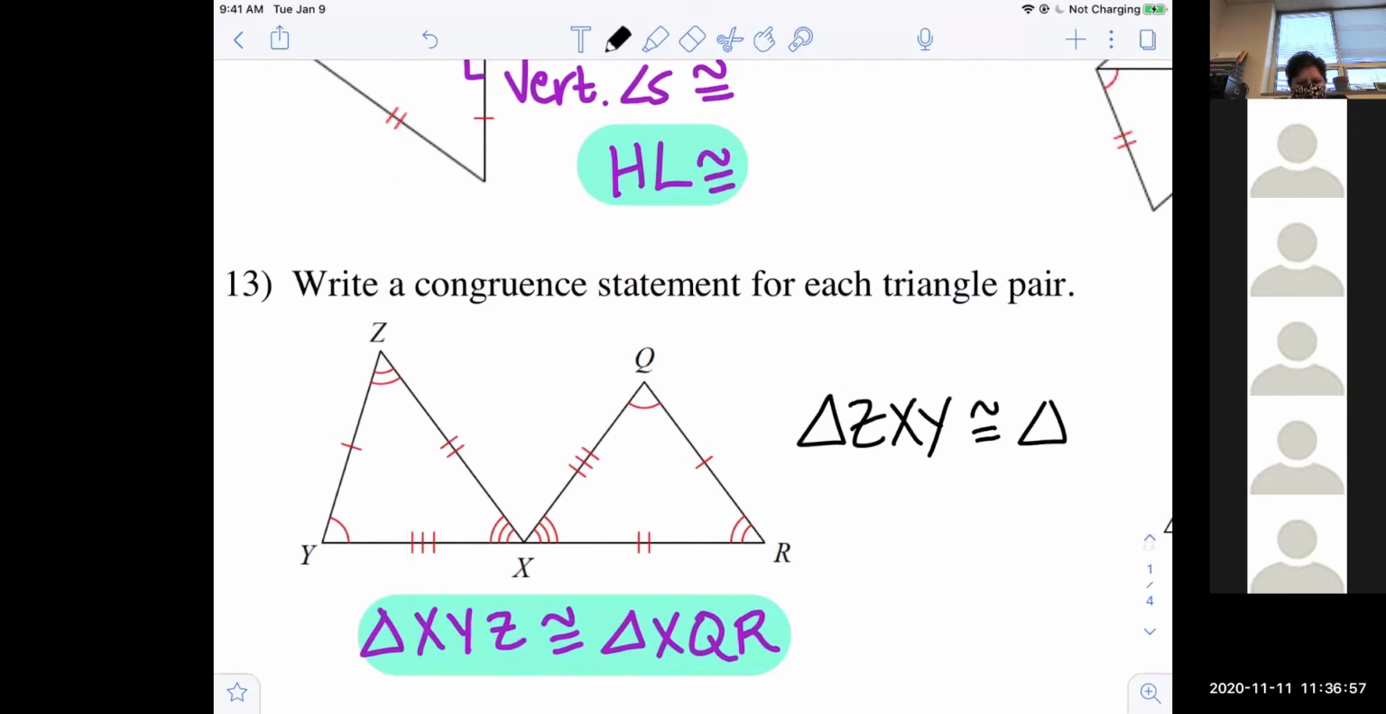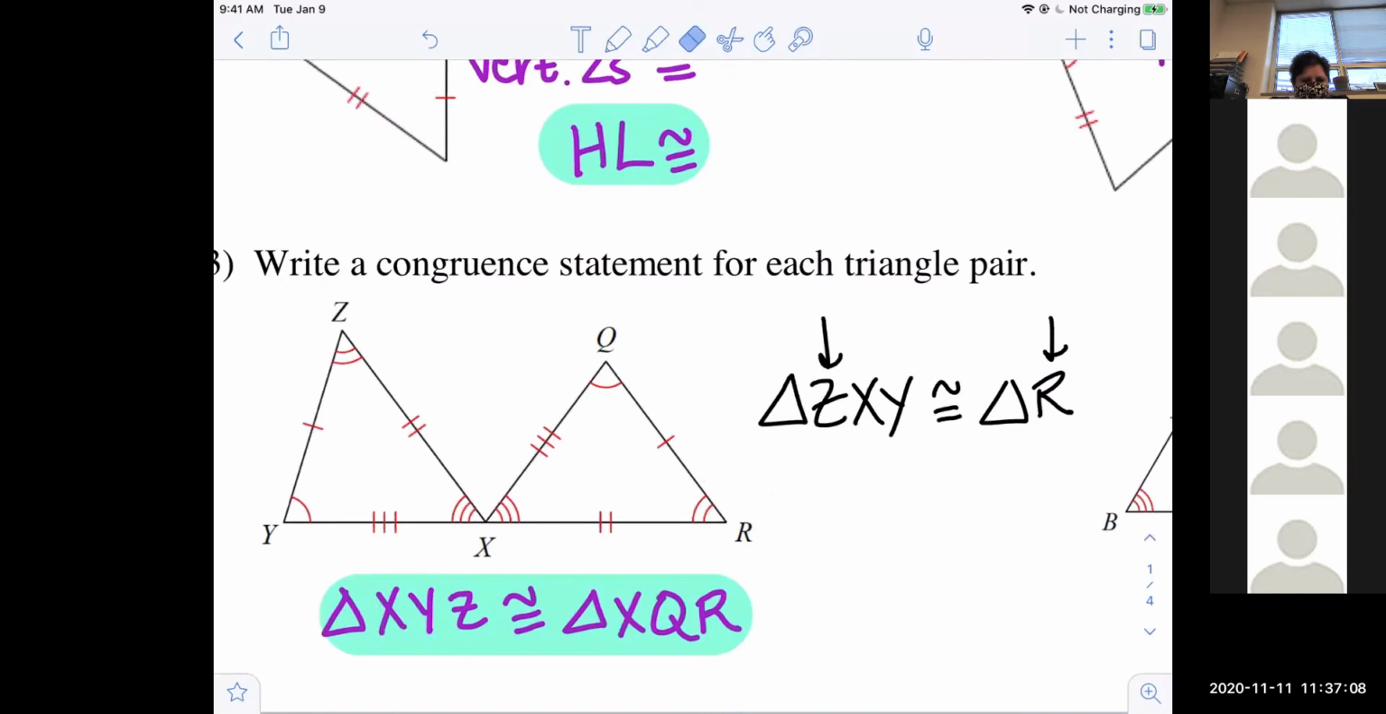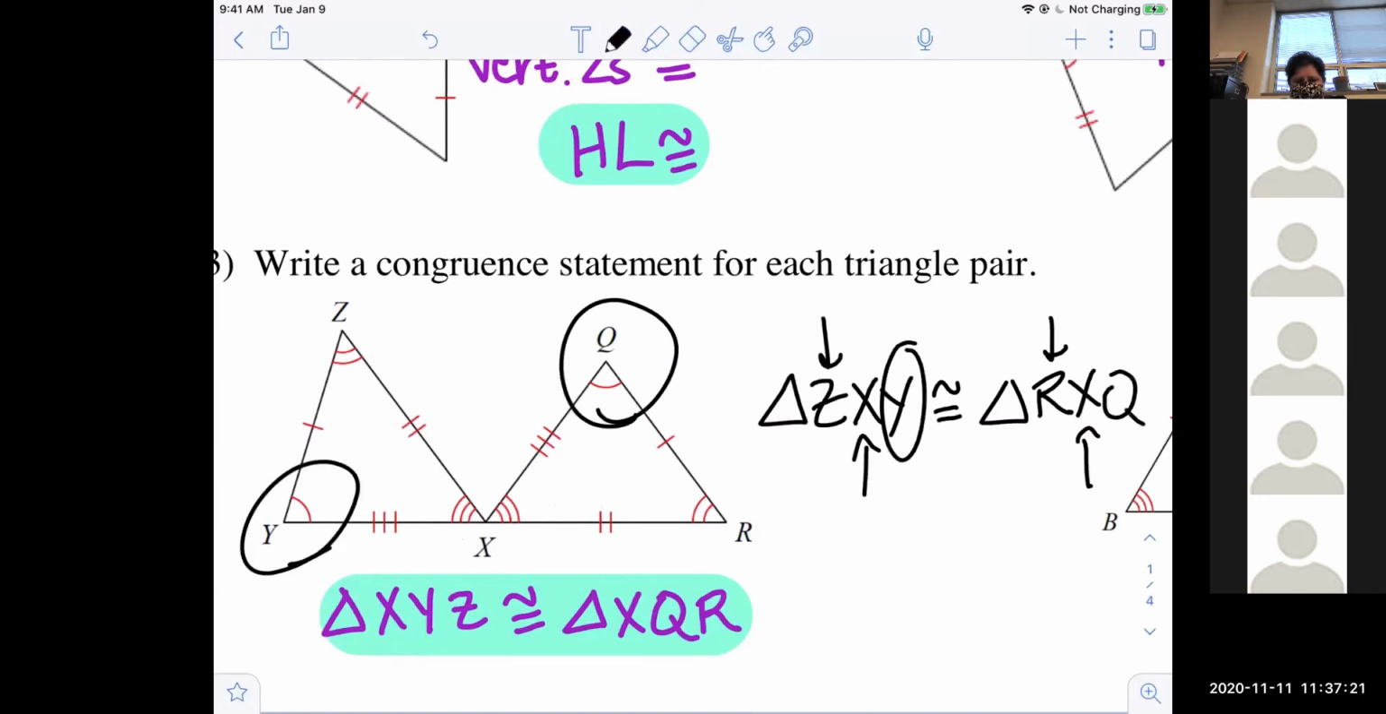Okay, but look at Z, it's the one that has 2 marks on it. That means it has to go with R. And then X has 3 marks on it in the left triangle, so same thing in the other triangle. So X is actually going to match to itself this time. And then the last one better match up, which they do: a single mark on Q and a single mark on Y. So Y should go with Q.